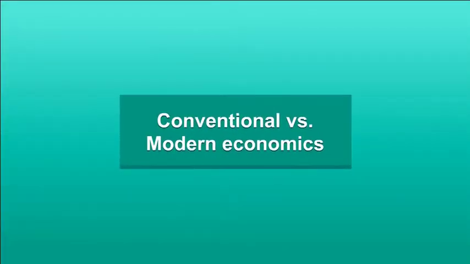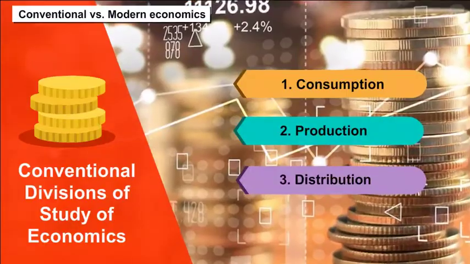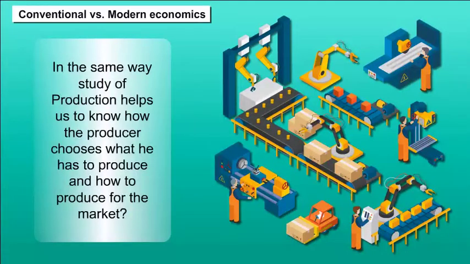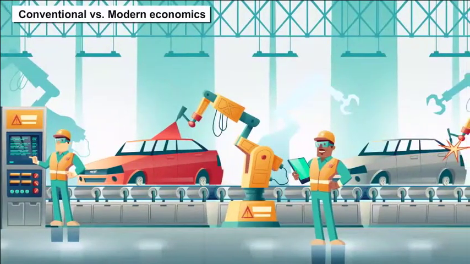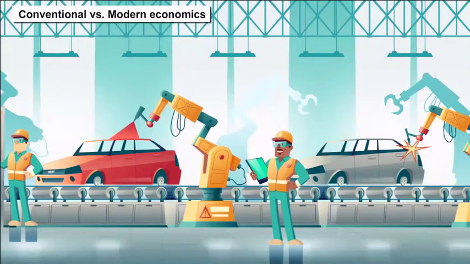Conventional versus modern economics. Conventional divisions of the study of economics. The study of consumption tells how the consumer decides which product to buy with his given income and the alternative goods available. In the same way, the study of production helps us to know how the producer chooses what to produce and how to produce for the market.